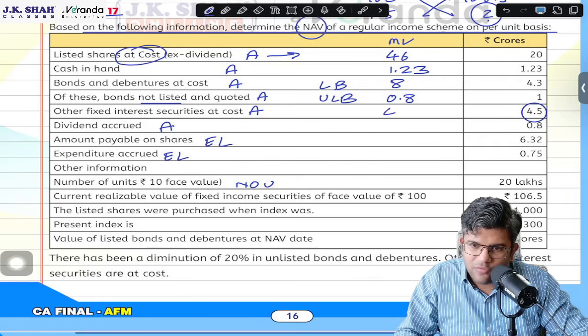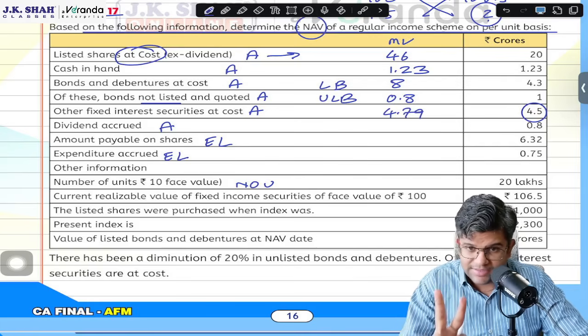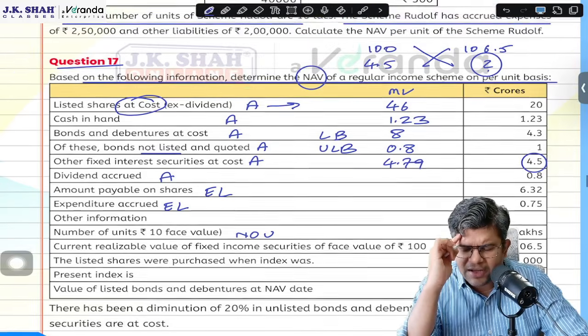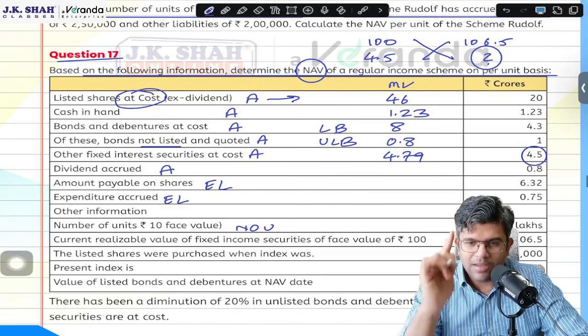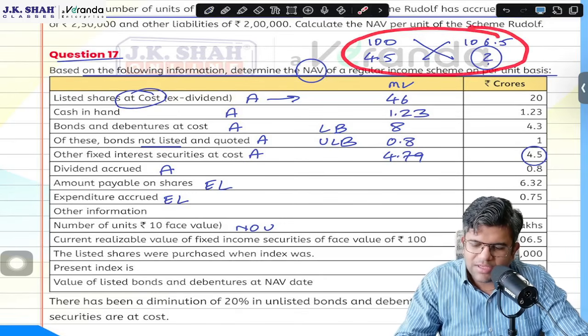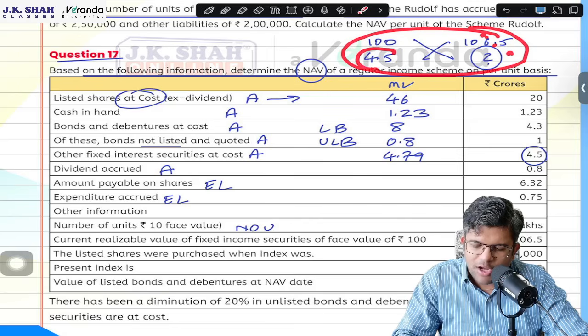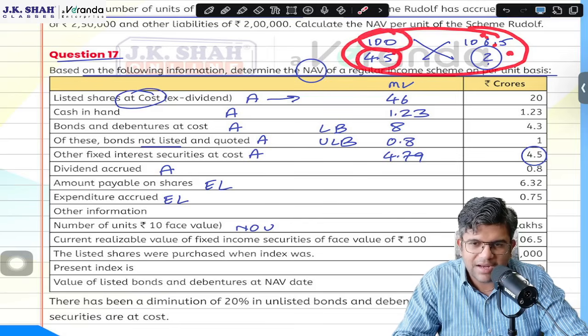4.79. Okay, 4.79. Now I want to tell you two things. You have to listen to me very carefully. Point number one. Can I say that in this calculation I have assumed that my cost price is the same as face value? Is anyone in the class understanding what I'm trying to communicate?